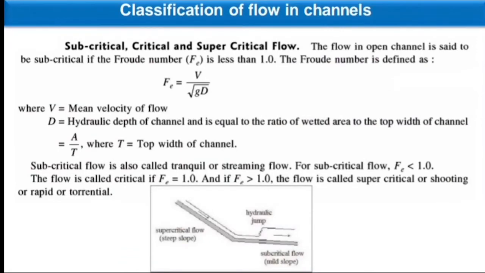Subcritical, critical and supercritical flow. If the Froude number is less than 1, then the flow is said to be subcritical. If the Froude number is equal to 1, then it is critical, and if the Froude number is greater than 1, then the flow is said to be supercritical.